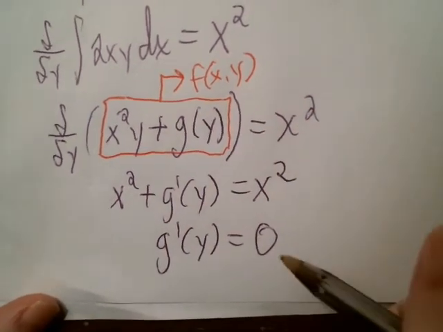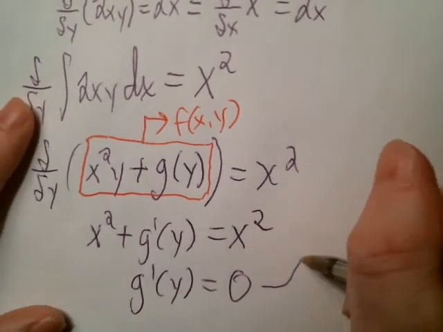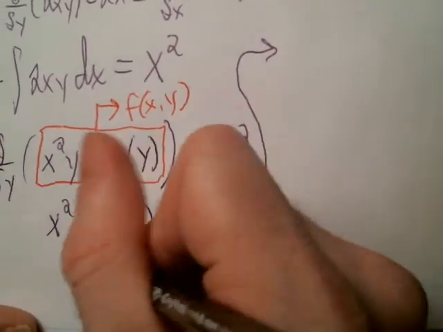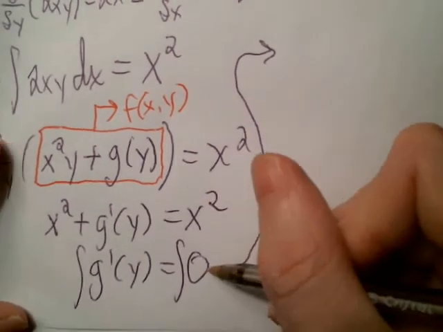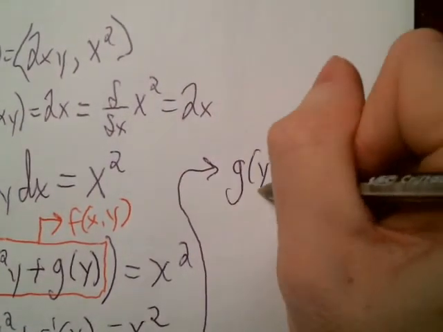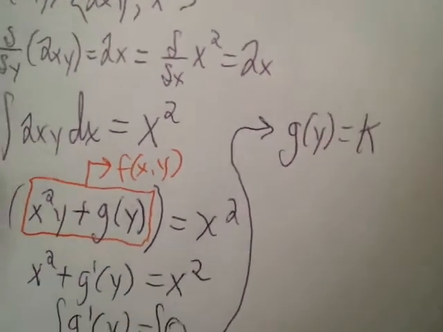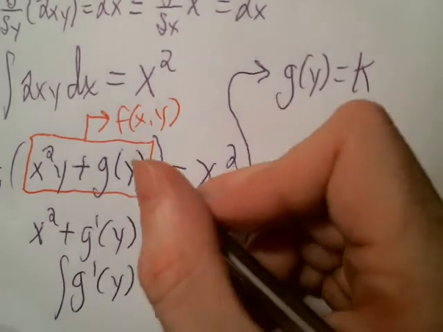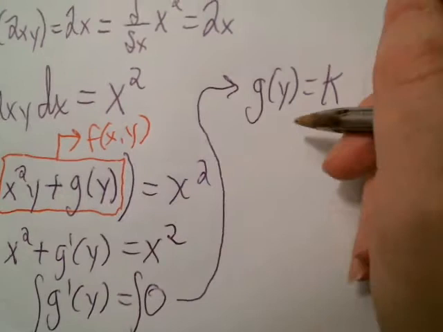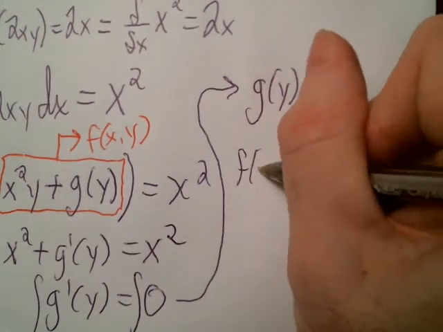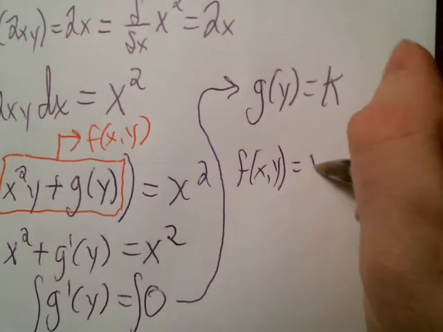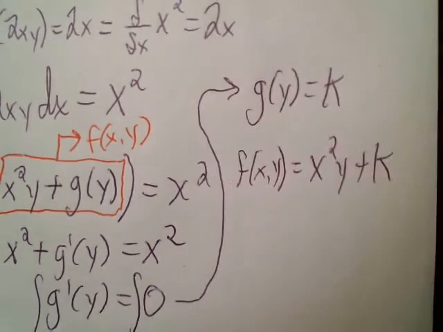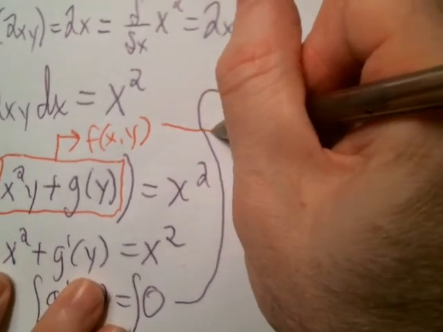So it's the derivative of g with respect to y equals 0. Integrate both sides. The integral of 0 is just a constant, so you get g of y is equal to some constant. Usually they use the letter k for the constant. So in this case, it's not anything interesting. You're just plugging in a k for g of y. So my f of xy function, the potential function, is x squared y plus some constant k. And then that's your answer. That is the f of xy thing that we're after.